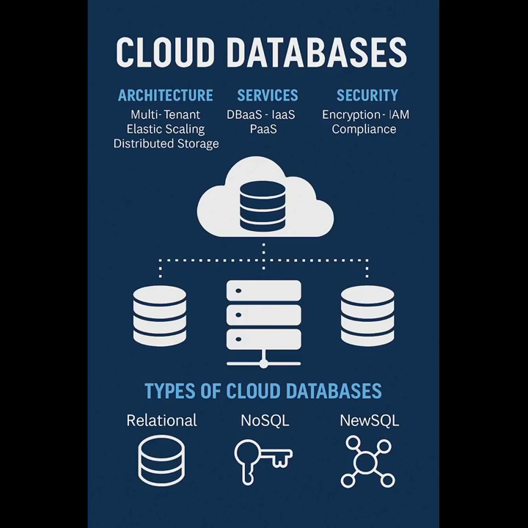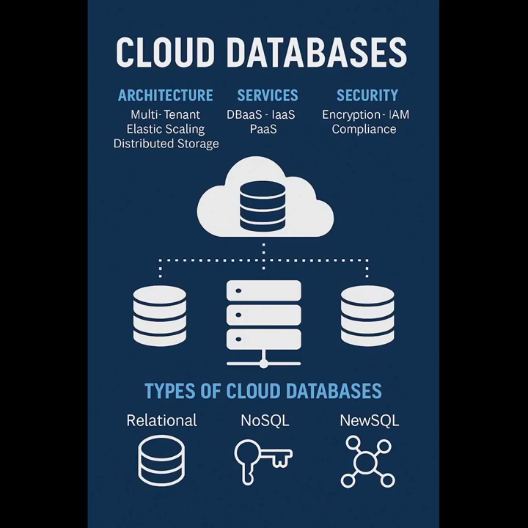A. Database as a service, DBaaS. Fully managed databases, e.g., Amazon RDS, Google Cloud SQL. Provider handles updates, backups, and scaling. B. Infrastructure as a service, IaaS. Users deploy and manage databases on cloud virtual machines, e.g., MySQL on EC2. C. Platform as a service, PaaS. Integrated platform to develop and manage applications with embedded database services, e.g., Azure SQL Database.